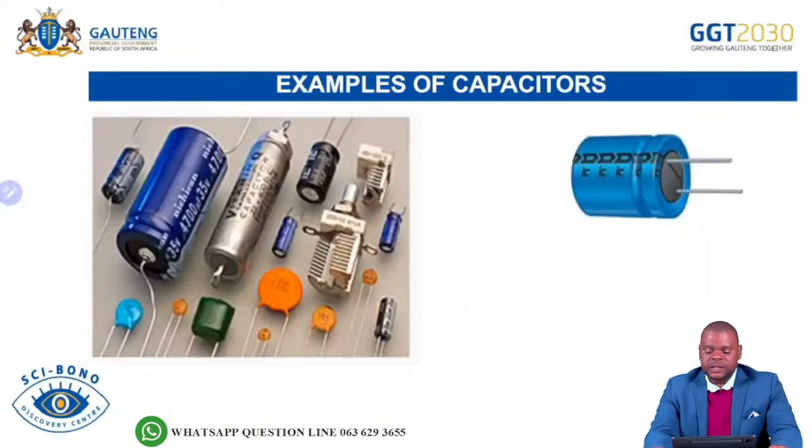Grade 12s, when you open your TV or your system, you'll find something like this. This is what a capacitor looks like. If you find anything that looks like that, you must know that it is what? A capacitor. You can see that they come in different shapes and different sizes, depending on the device that you found it in. Are we together, grade 12?